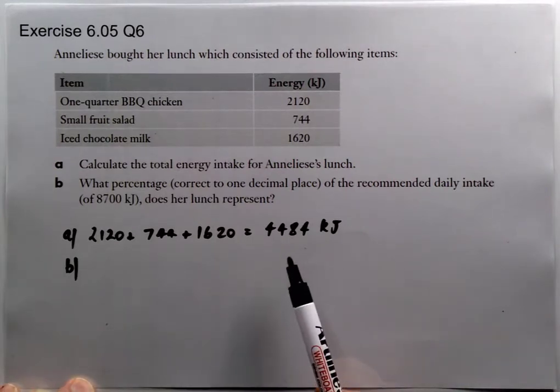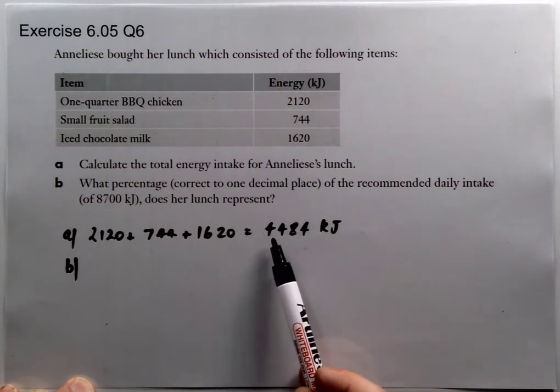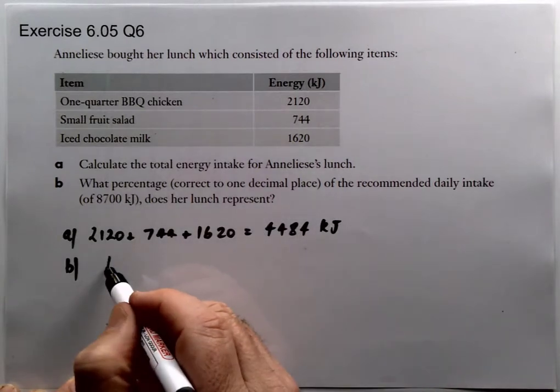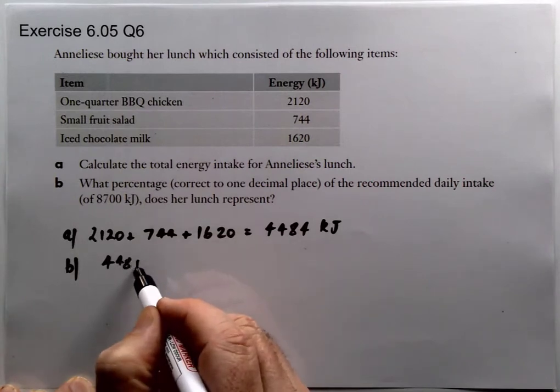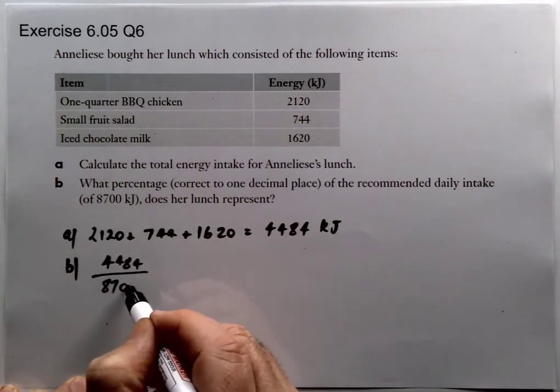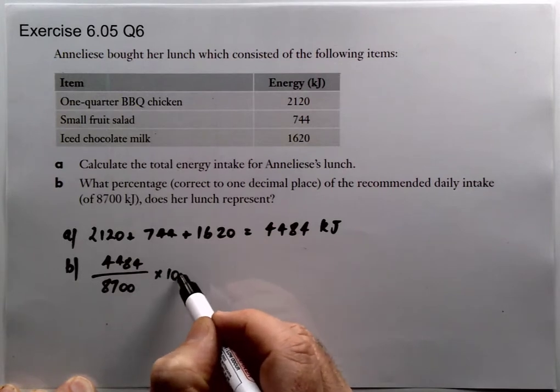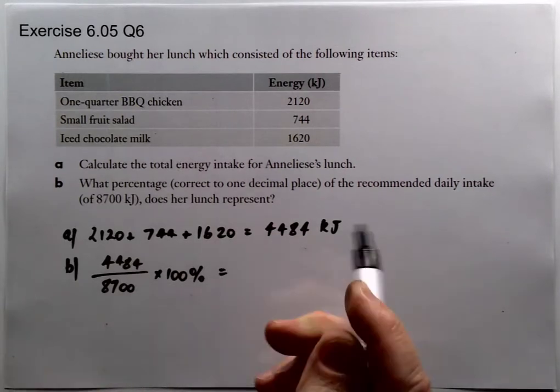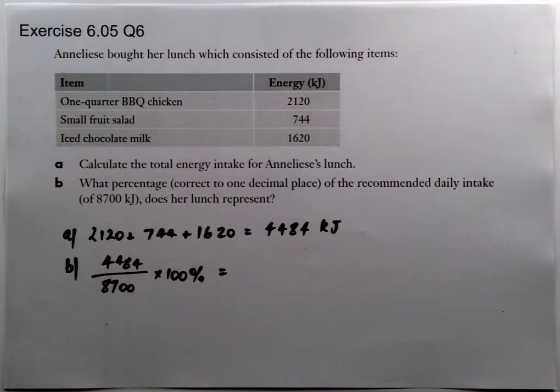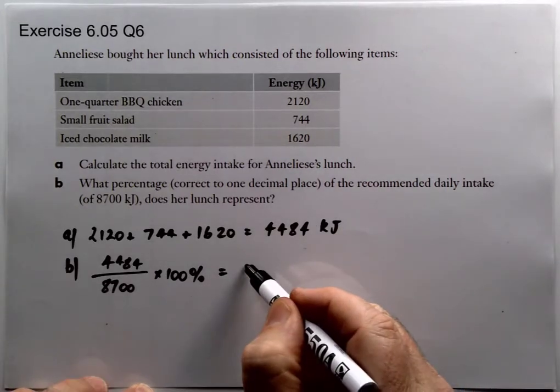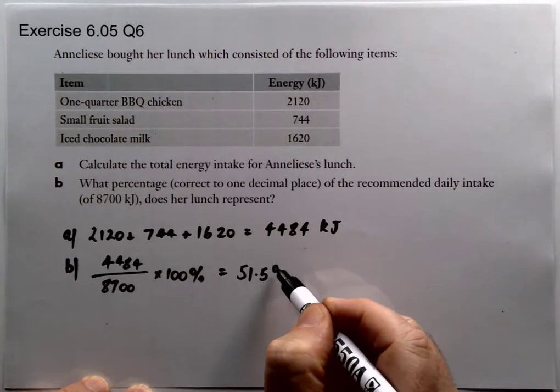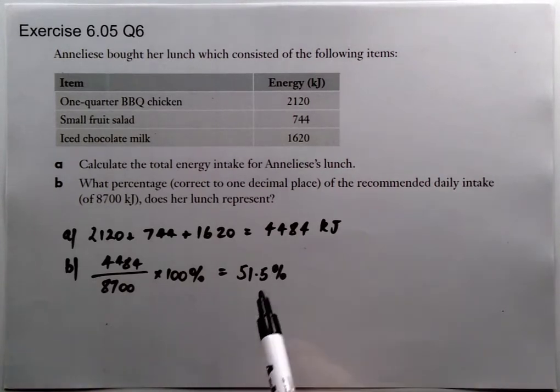But in this particular case, all we're going to do is take that total there. We're going to divide it by the number of kilojoules that she should consume in a day, multiply that by 100% to make it a percent. So we actually get 51.5%. So you can see that particular lunch, if you were to have that, that's over half of what you should eat for a whole day. That's why it's much easier to put on weight than it is to lose weight.